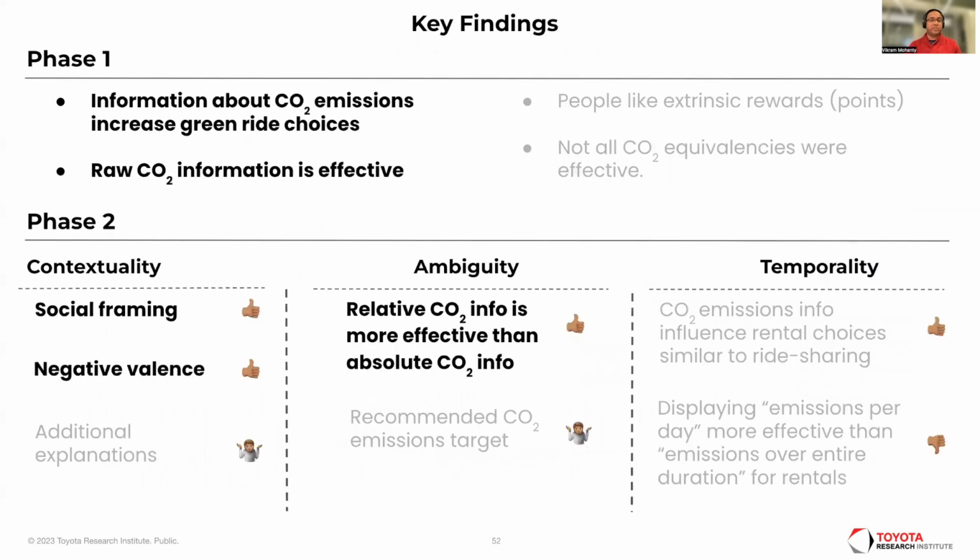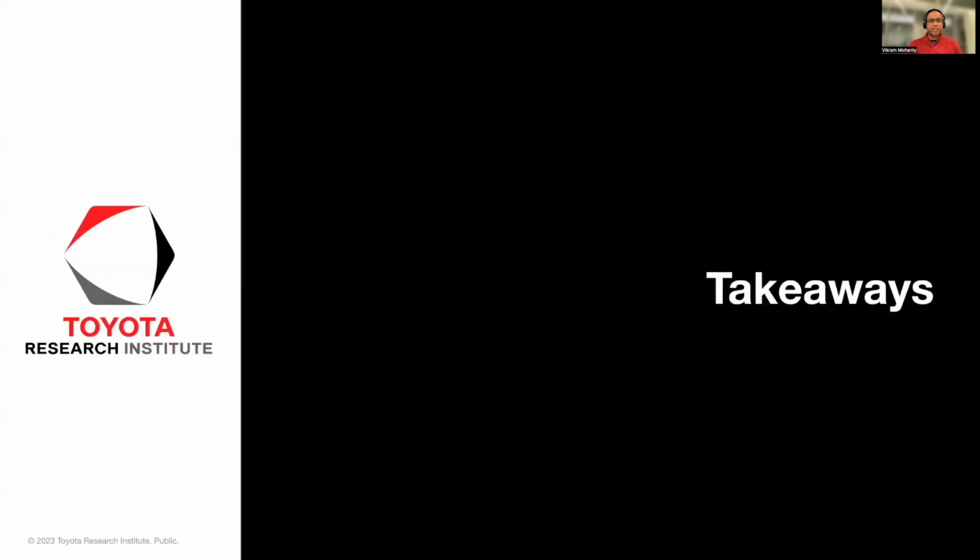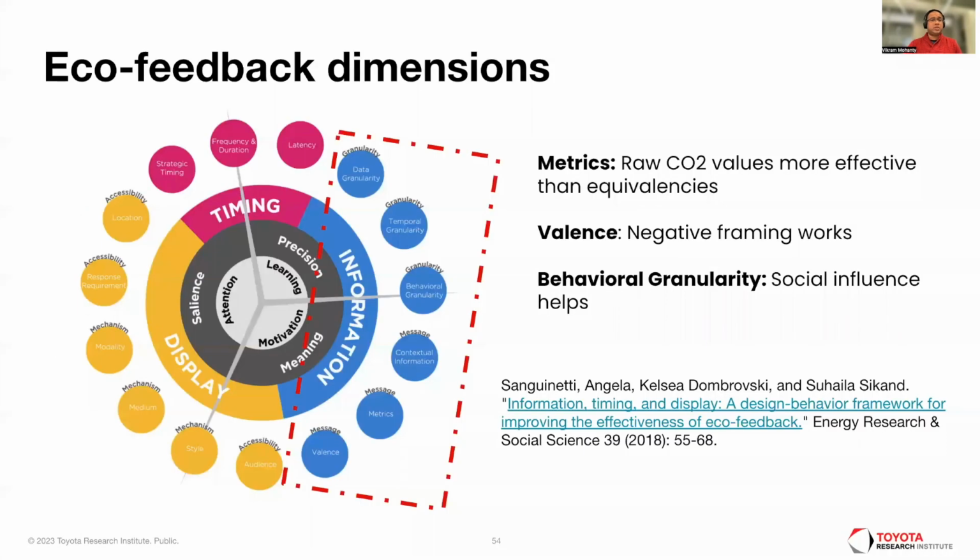So in this talk, I only focused on these key findings. To learn about all of our other findings, please read our paper. Zooming out from these findings, in our paper, we focused on the information aspect of this eco-feedback framework and discussed metrics, valence, and behavioral granularity in this talk.